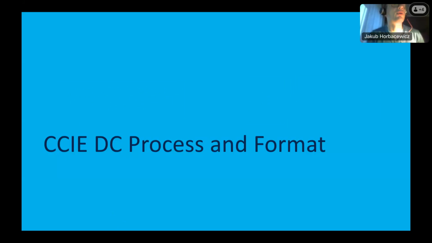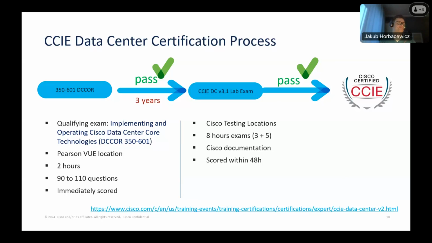Okay, so we went over the revision framework. Now let's talk about how you can get your CCIE Data Center certification, and let's go over what the lab exam looks like. The question is what the CCIE Data Center certification process for version 3.1 looks like. The short answer is that the process is exactly the same as it is today. The detailed answer is that in order to get your CCIE Data Center certification, you first need to pass a qualifying exam, which is the DC Core exam 350-601, Implementing and Operating Cisco Data Center Core Technologies.